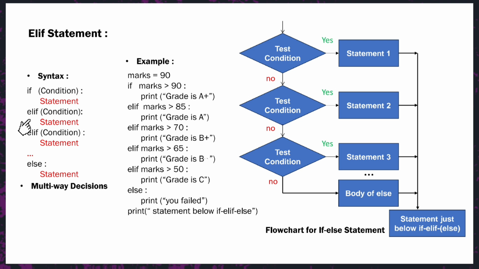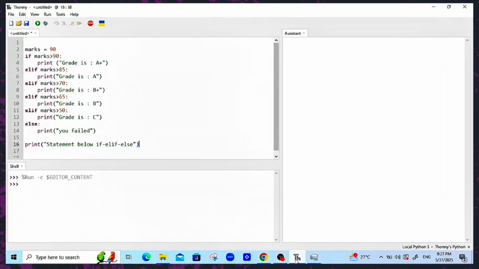Elif, short for else if, lets you check another condition if the previous if or elif condition was false. It must come after an if or another elif, and it helps you check multiple conditions. Only the first condition that is true causes its code block to run. The rest of the conditions are skipped. Let's see how this program works.